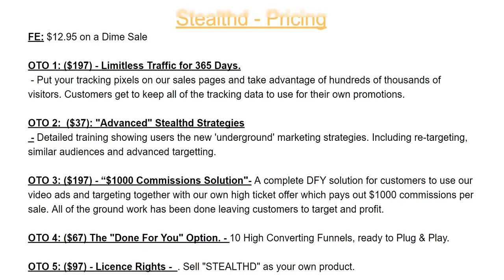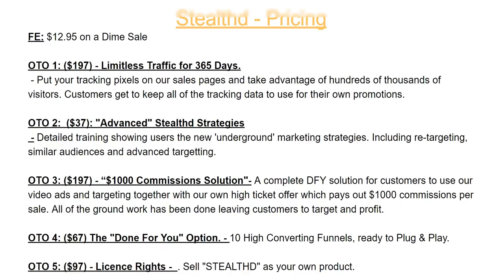It's insane. OTO number 2 is Advanced Stealth Strategies. So this will show you additional methods that you can use with what you've learned in Stealth. It costs $37. OTO number 3 is $197, and this is a 1,000 commission solution. So it's basically, as you can see on the screen, a complete done for you solution for customers to use our video ads, targeting, etc, etc. You can go ahead and have a look at that.